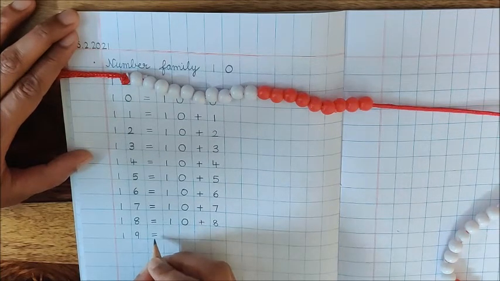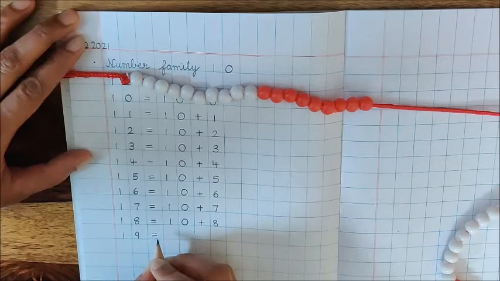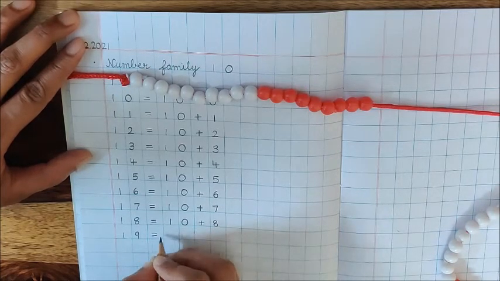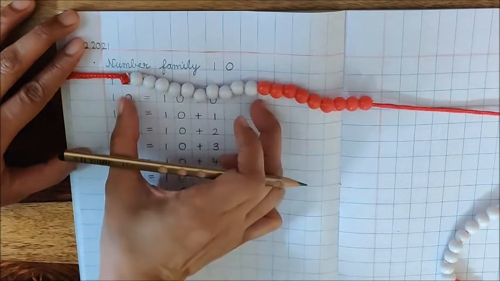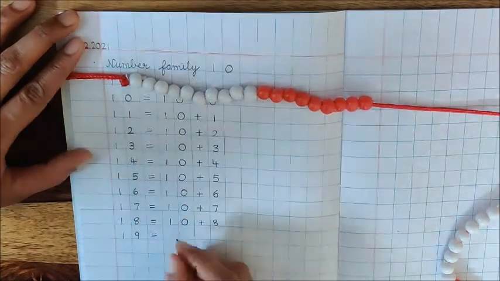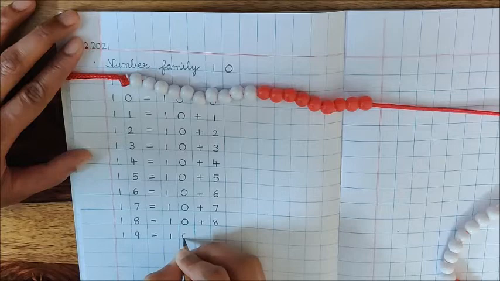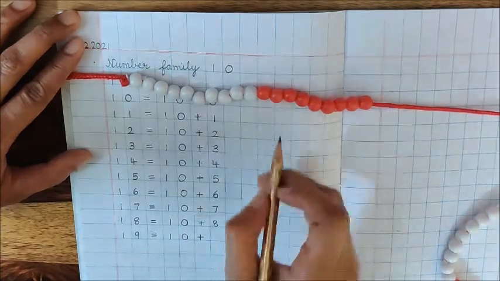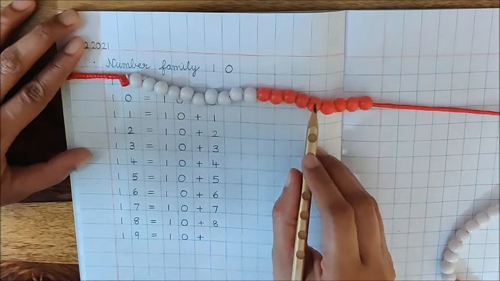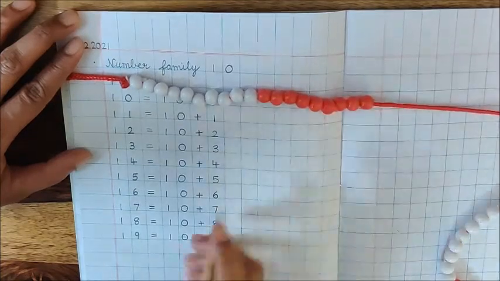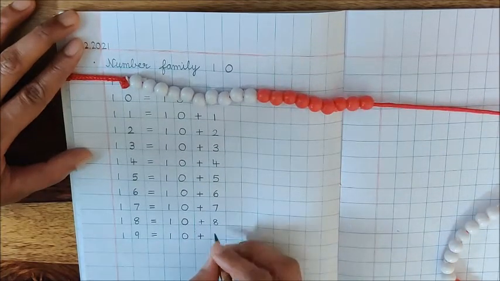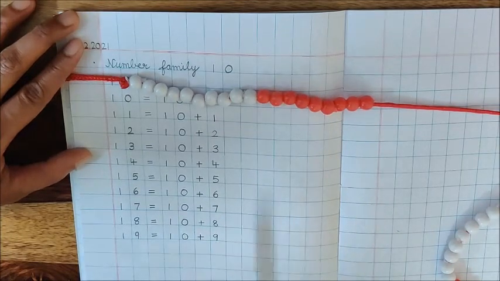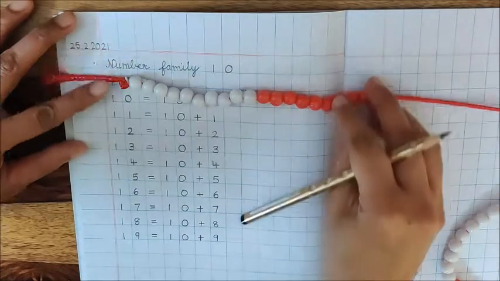Children, don't forget to put equal to sign here, okay? Here we are calling this equal to sign as is. 19 is, what did we take out first? 1 ten. Quickly write down 1 ten. And how many ones? Count and see. 1, 2, 3, 4, 5, 6, 7, 8, 9. 9 ones nikale the humne, 9 ones. Write down your 9. 1 ten and 9 ones is number 19.